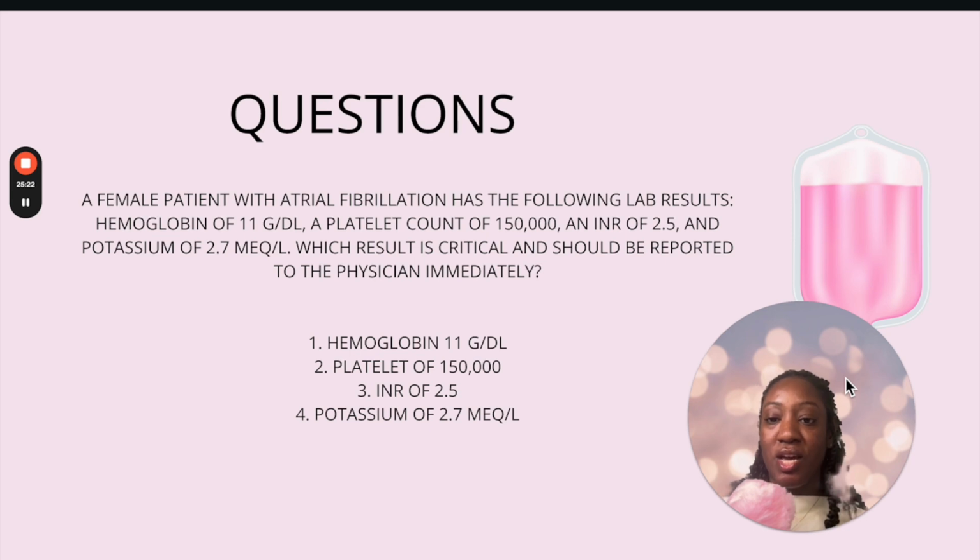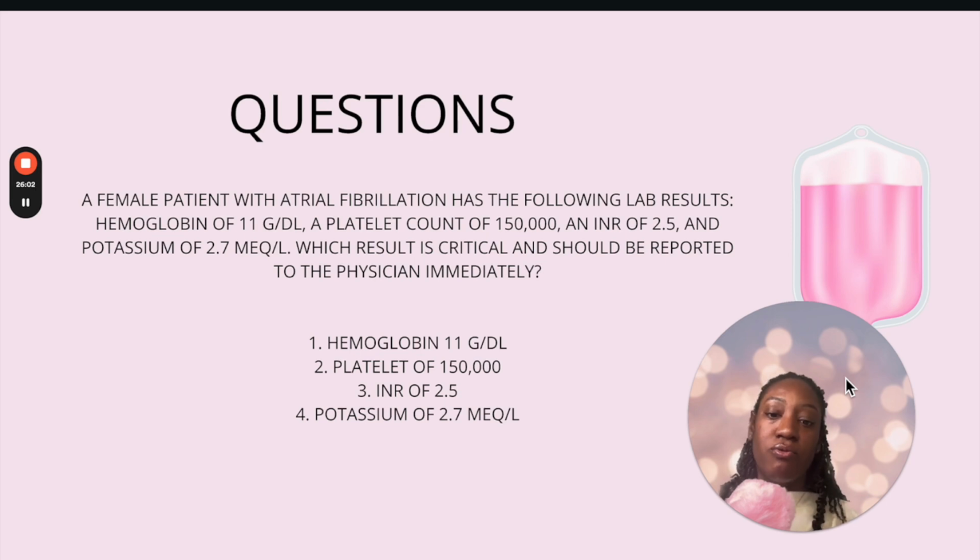So the last question: a female patient with atrial fibrillation has the following lab results: hemoglobin of 11, a platelet count of 150,000, an INR of 2.5, and potassium of 2.7. Which result is critical and should be reported to the physician immediately? Okay, so this, you straight up just got to know your lab values. If you don't know your lab values, then it's going to be hard for you to answer this question. So that comes off of memory. You have to learn your lab values.